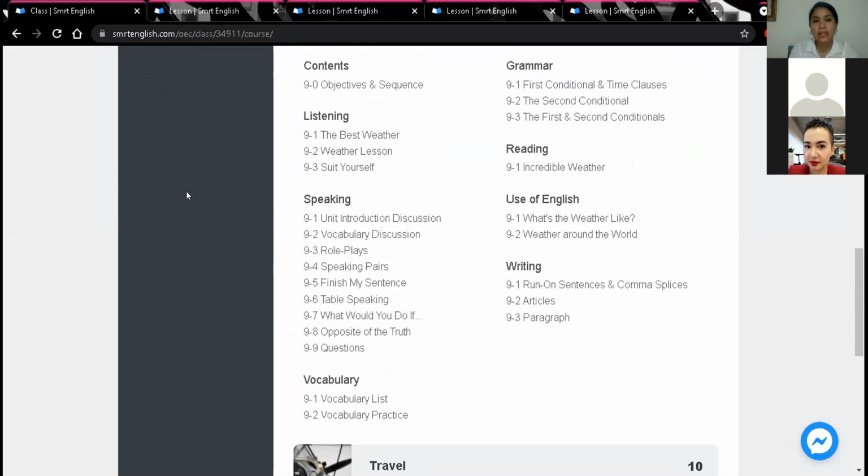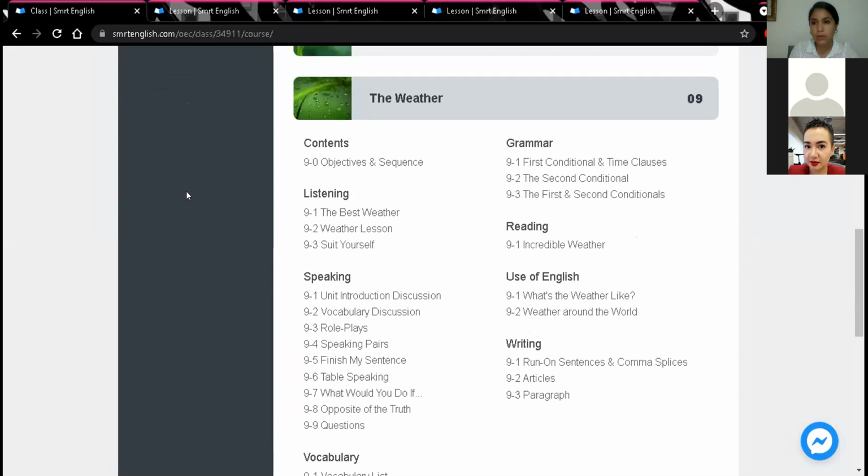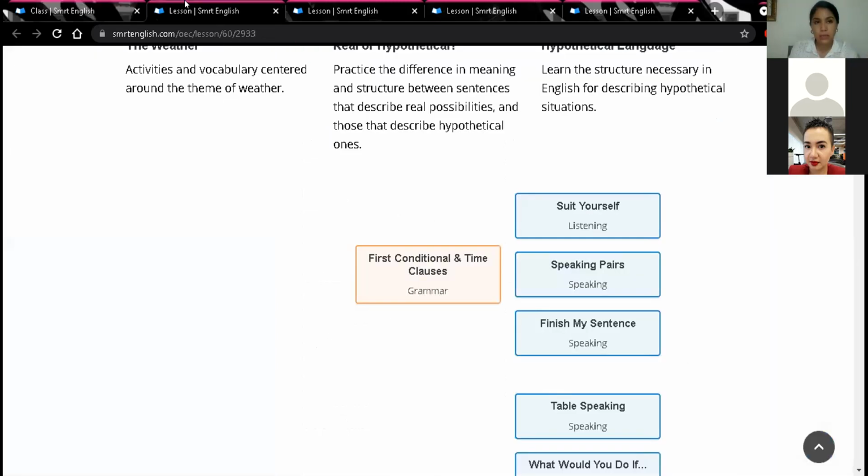So in unit 9, what are we gonna see? What are we gonna be working with? We're gonna work with the 5 skills of English, which are listening, speaking, reading, writing, and grammar, and use of English. It's similar to vocabulary. And well, these are all the topics we're gonna cover, and let's start with the first one.